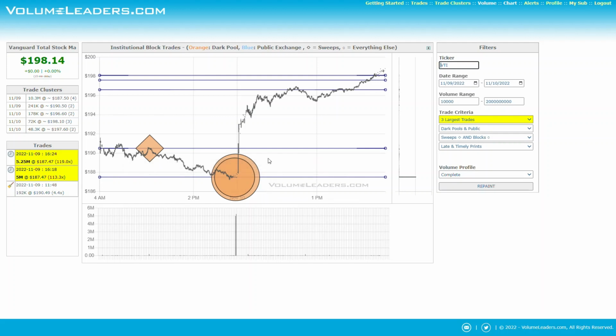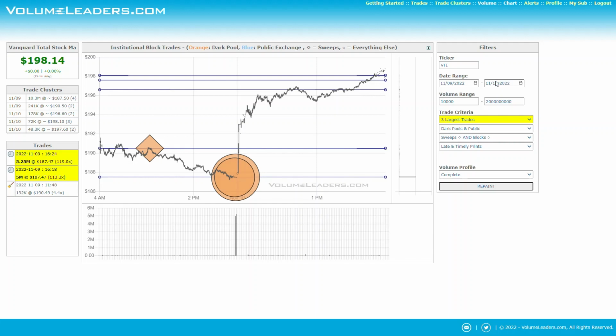This suggests a lot of conviction. They're sure that they were going to take price up, and they were going to take it up meaningfully. And that's what they did. So price rises instantly. It continues to ascend all day long.